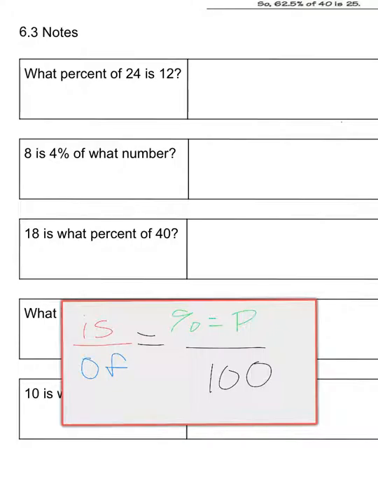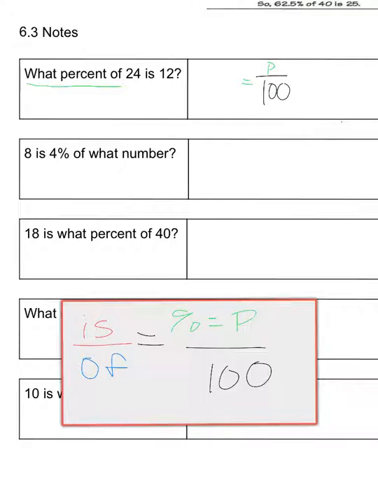So first thing I'm going to just do is read it. What percent of 24 is 12? Well, I can see right here it says what percent. Whatever it's asking for, like what percent, that's what you don't know. So I don't know what my P is. I do know that percent is always over 100, so this 100 will always be there.